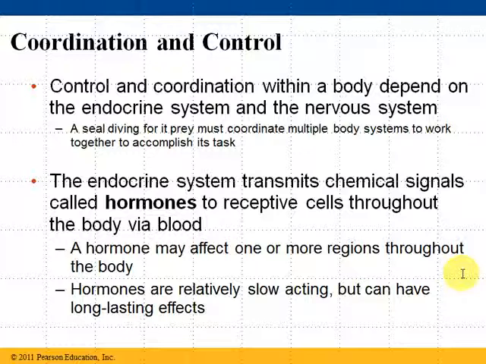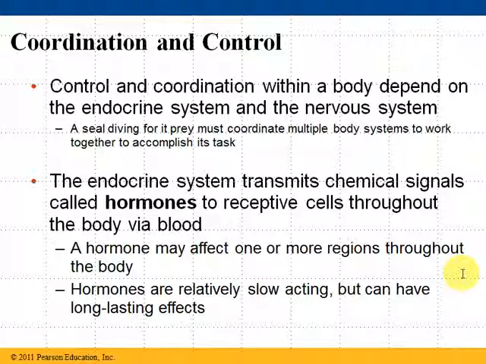So for example, consider a seal diving deep down into the ocean to go after its prey. There are a lot of environmental changes that take place as that seal dives deeper and deeper. That's going to affect numerous body systems. So everything has to be coordinated together for that seal to accomplish his goal, get back up to the surface, breathe, and survive. His body has to work in concert. All these systems and parts have to coordinate their activities to survive and accomplish the task.